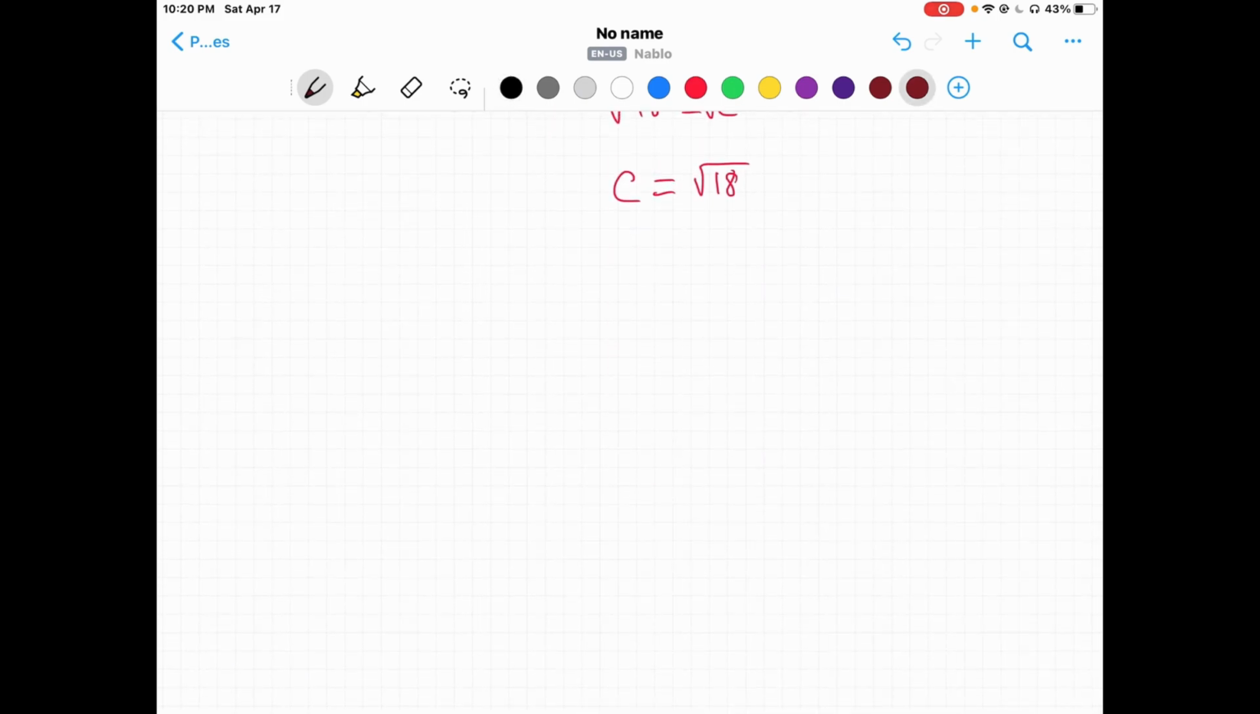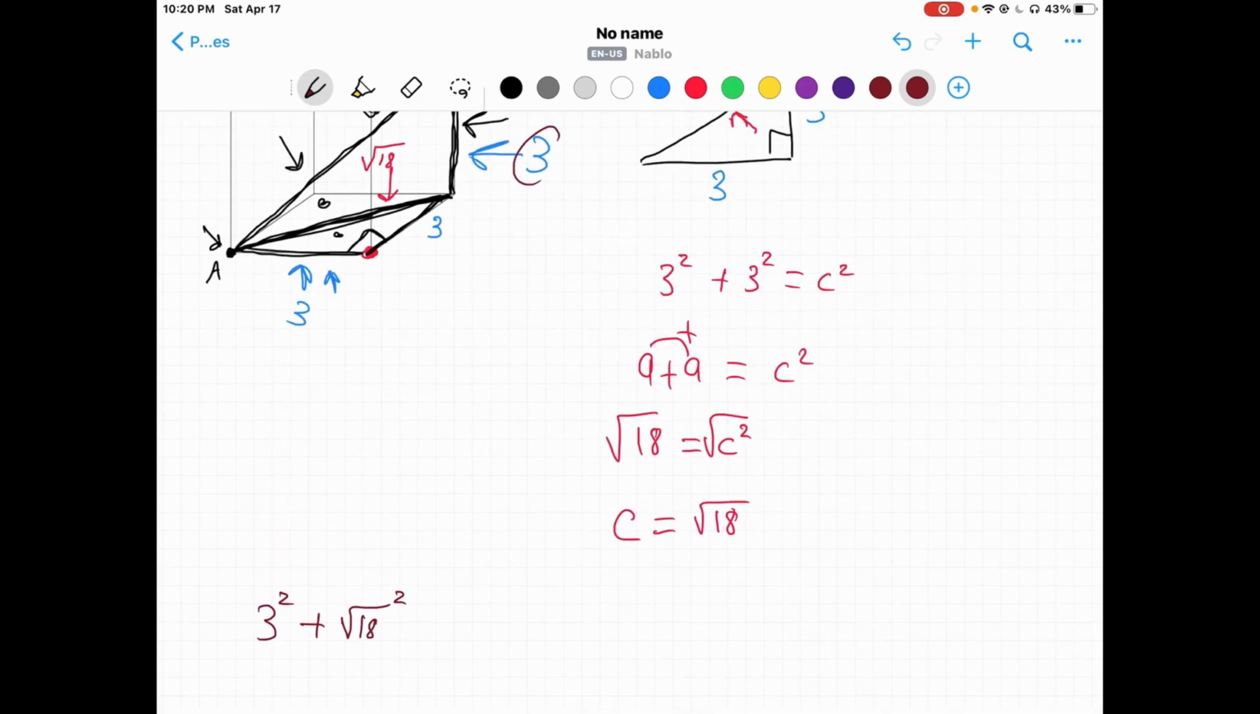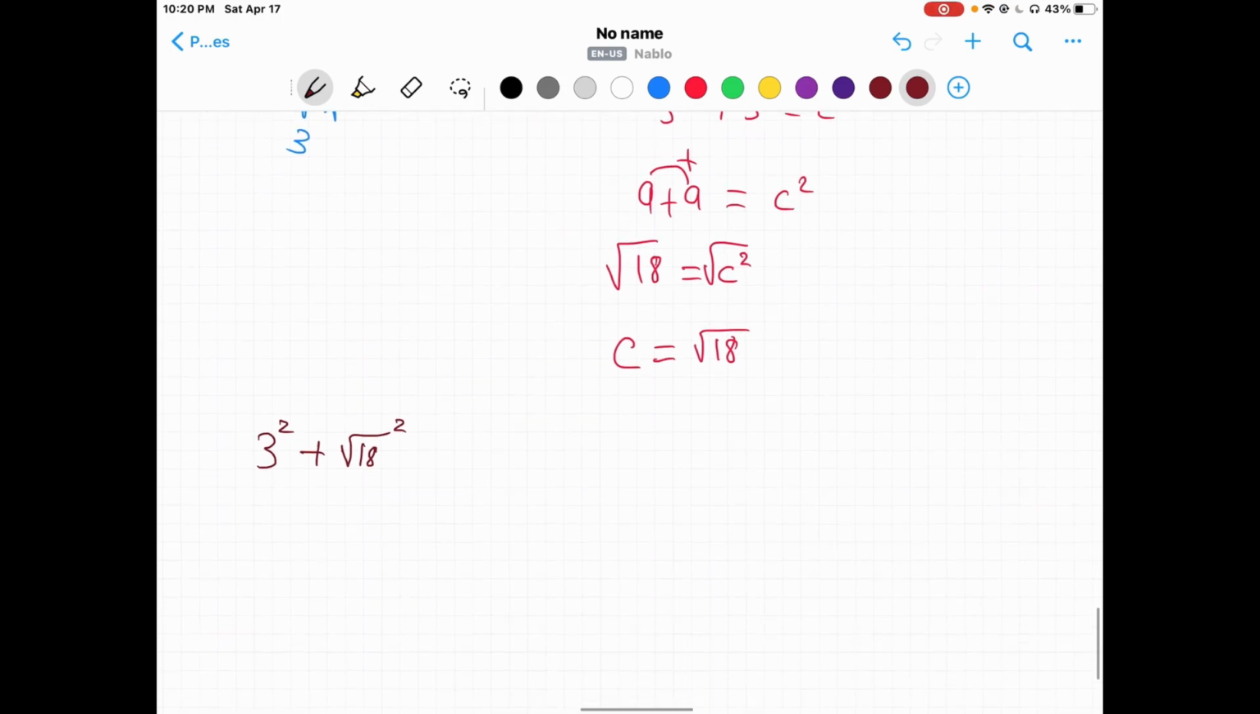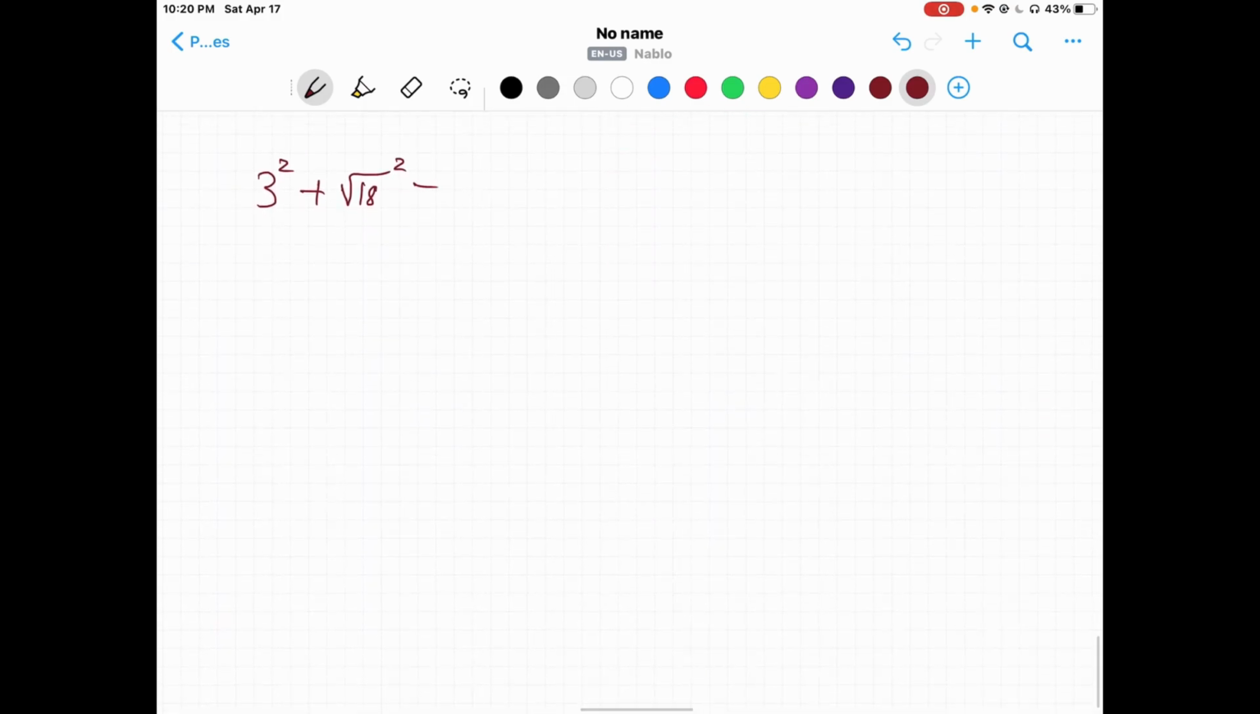So we would have 3 squared plus the square root of 18 squared, since it is this side right here and this side right here, the 2 smaller sides, being equal to C squared. Now let's simplify this and we get 9 plus 18 equals C squared. We add these 2 and we get that 27 equals C squared.